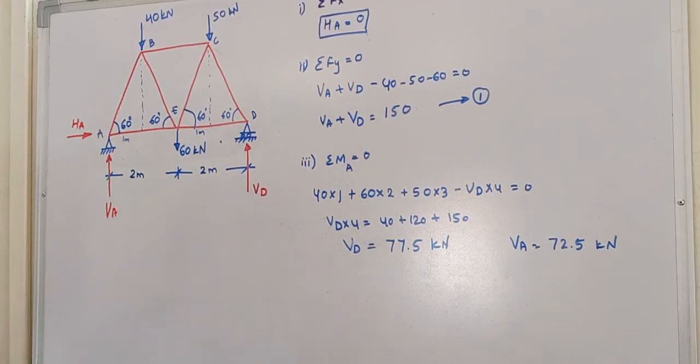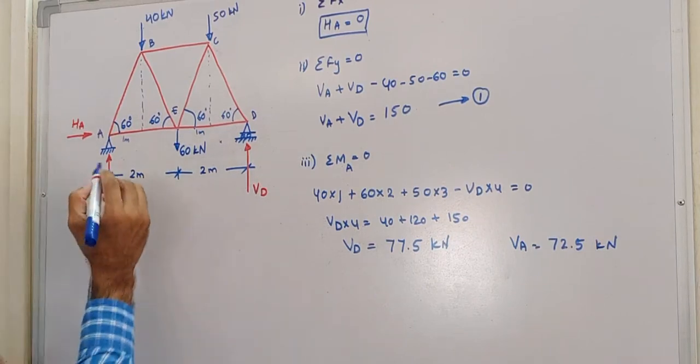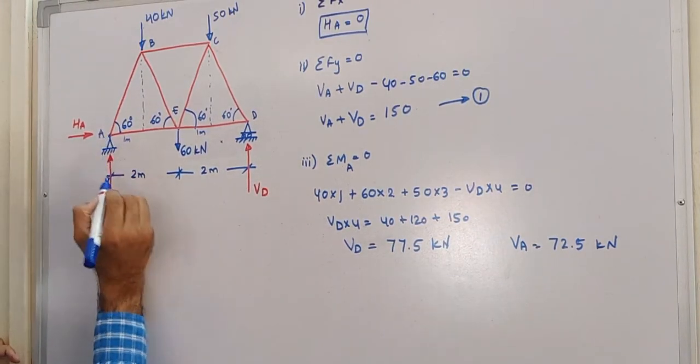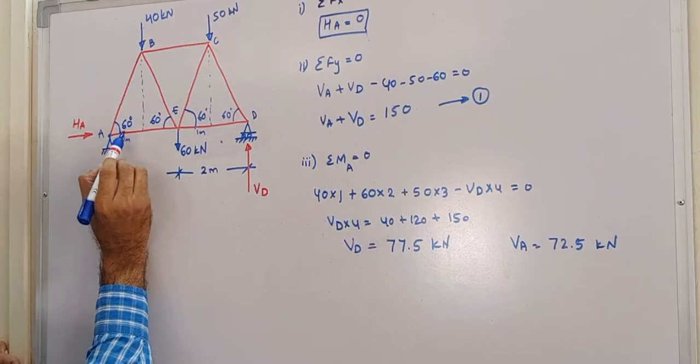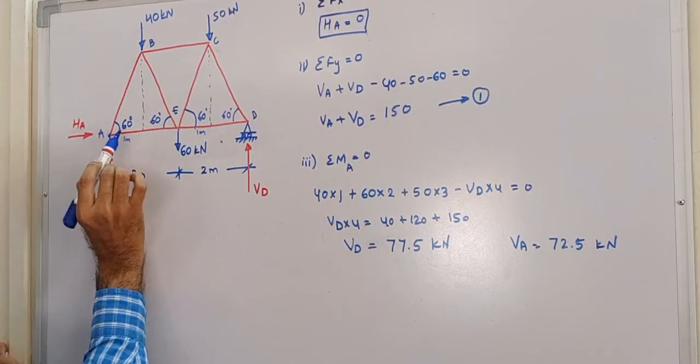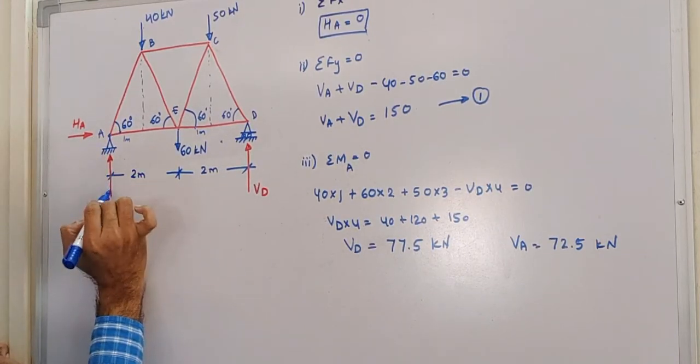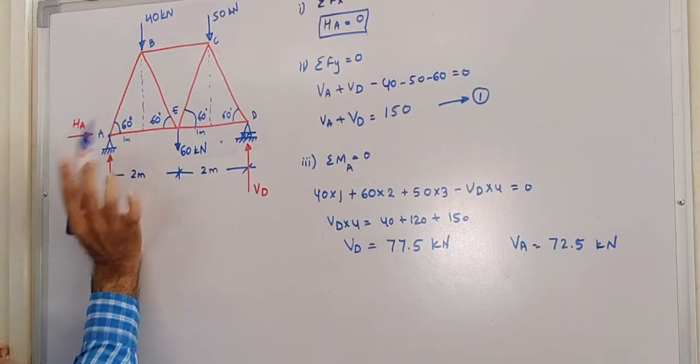I can take all the joints, but you have to start from the joint which has the least number of unknowns. If I take this joint A first, how many members are there? Two members are there, and I know VA, HA, and these two are the unknowns now.